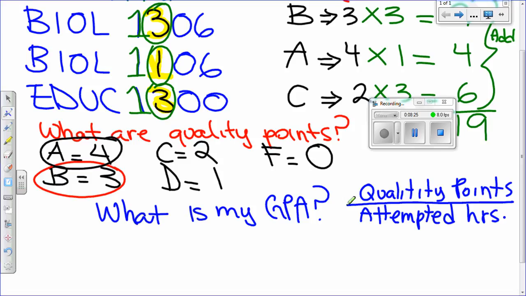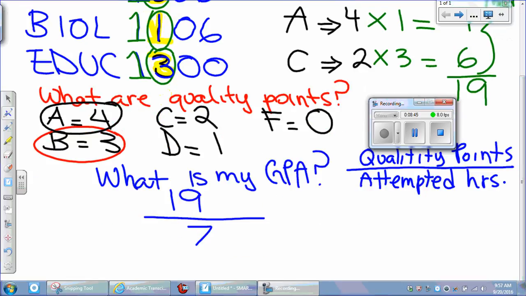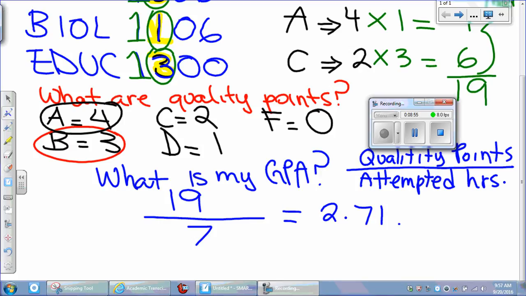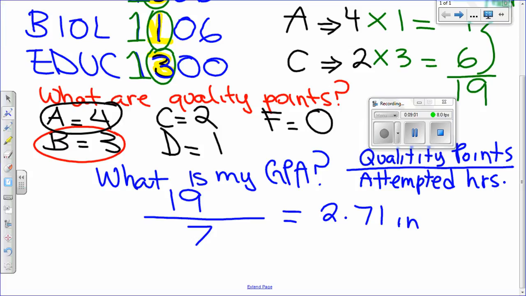So what were the attempted hours again? Well, that will be a 3 plus a 1 plus a 3. So the number of attempted hours were 7, and the number of quality points were 19. And so we all know that 19 over 7 is 2.71. I did that in my head. I'm just kidding. I just used a calculator. And we should also know that this is on a 4.0 scale.